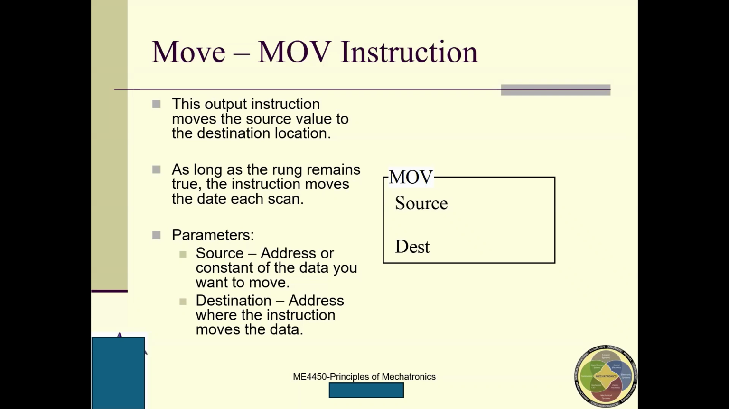These are several parameters. For move, we want to move something from one location to another location, so how many parameters should we have? We should have 3, right? The first is which value, the second is the source location, and the third is the destination location. Do you guys agree? So the source is the address or constant of the data you want to move. You move the content of this source, and then move it to the destination, the address where the instruction moves the data.